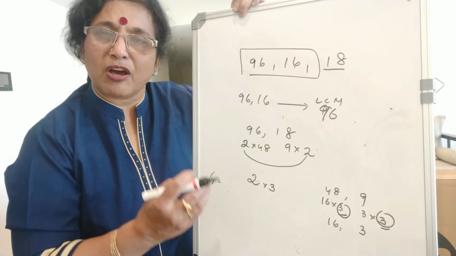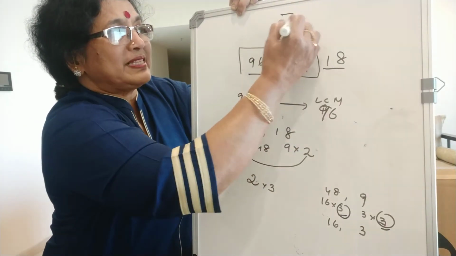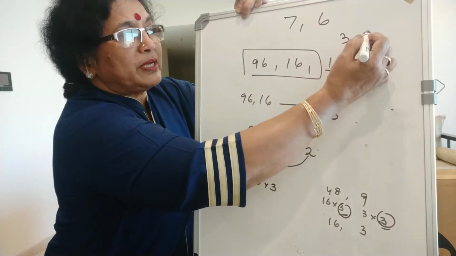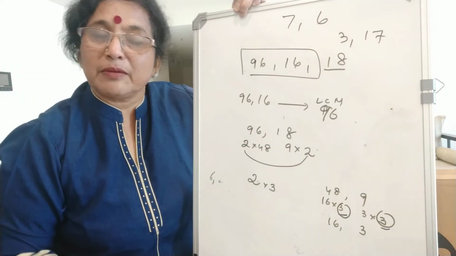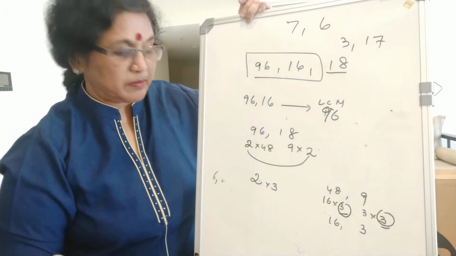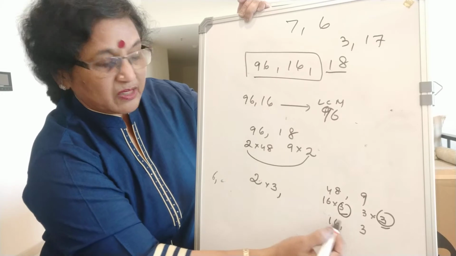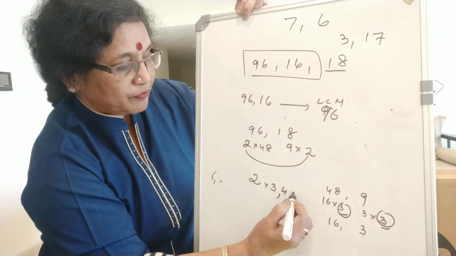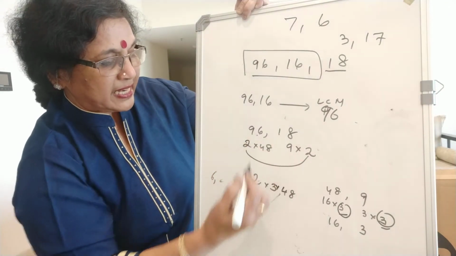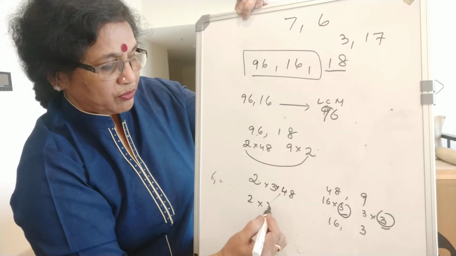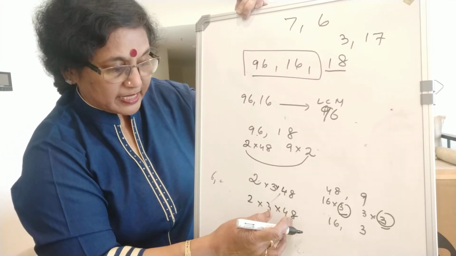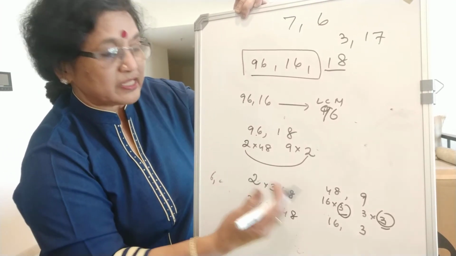If nothing is common, no common factor between 7 and 6, the LCM is 42. No common factor between 3 and 17, so the LCM is 51. Yes? So for 16 and 3, the LCM is 48. So the LCM of 96 and 18 is 2, 3 and 48, that is 6 into 48. So that is the LCM.